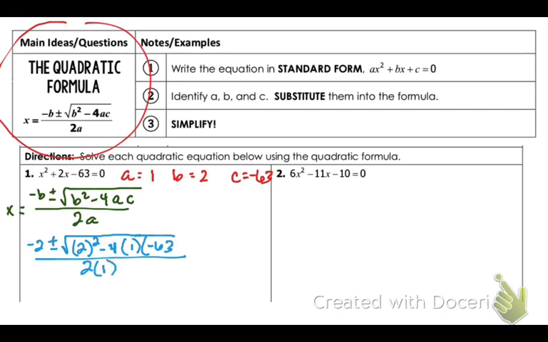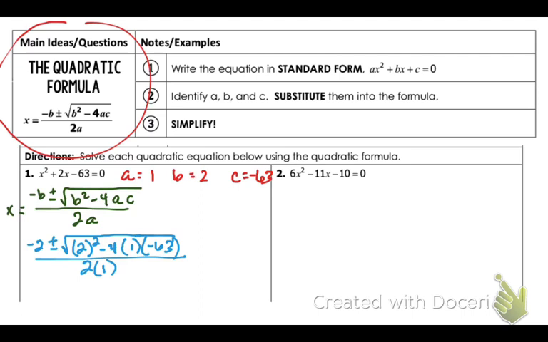Now, you can do this on the calculator. But if you're doing this on the calculator, you're going to have to make sure to put the parentheses. You have to put parentheses 2 squared minus 4 times 1 times negative 63. So now let's go ahead and solve this.